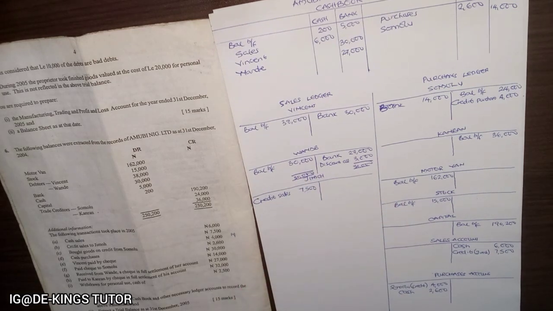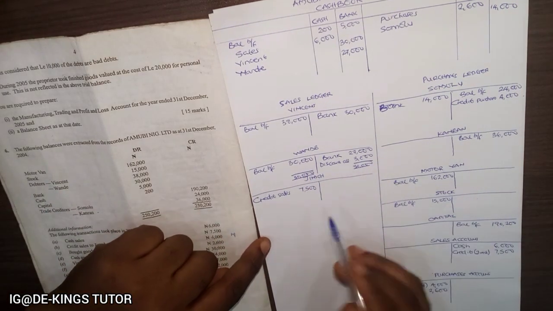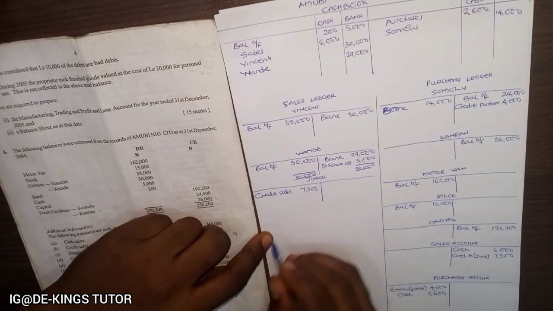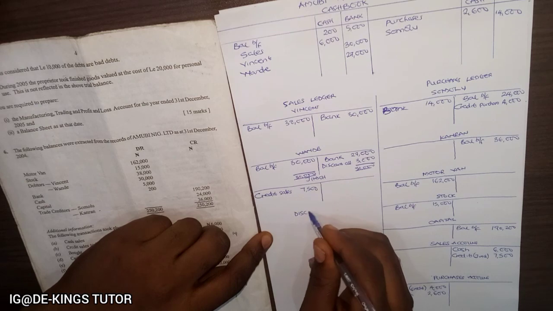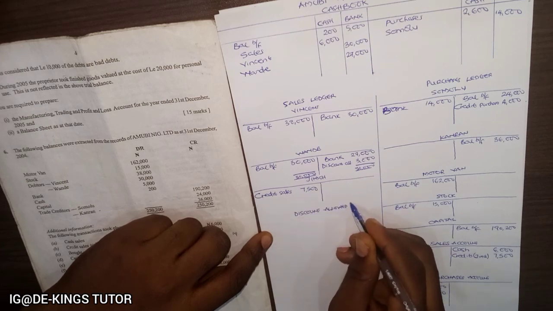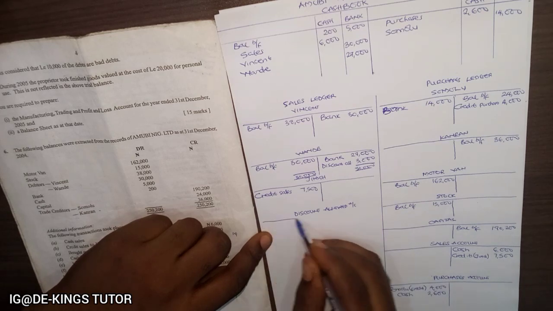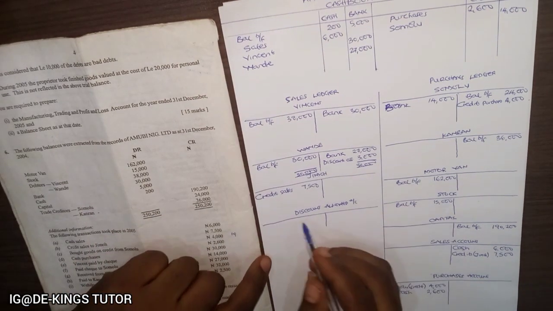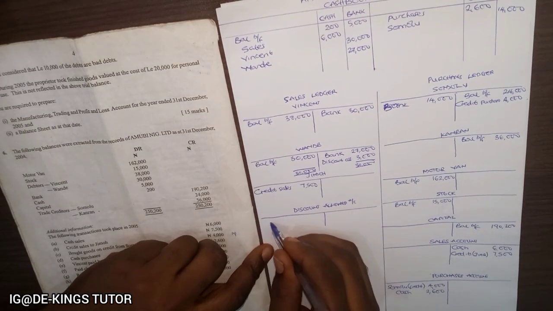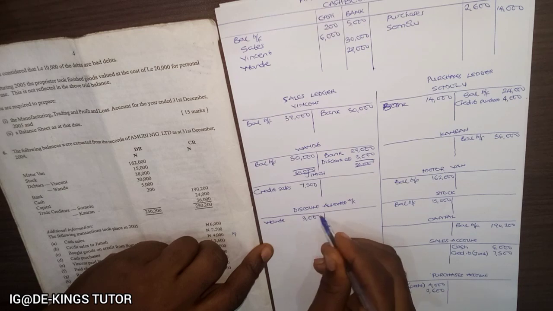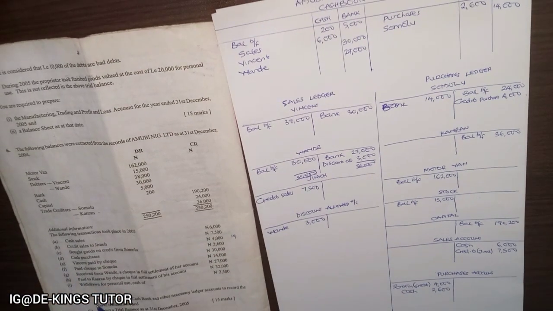A discount was allowed, so definitely we'll open a discount allowed account. So we'll now have here a discount allowed account. Remember, they said all necessary ledgers will be posted to the trial balance. So discount allowed account, it will come here as Oneday, 3,000. Okay, so we'll move to the next one.